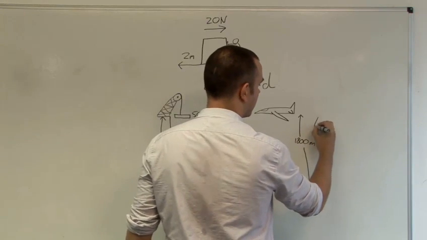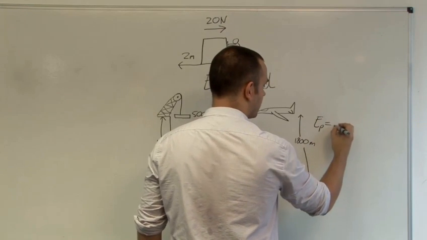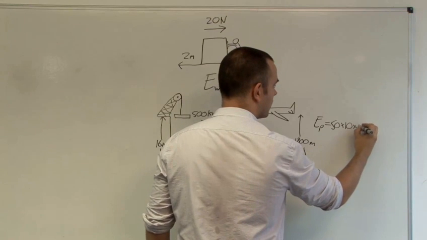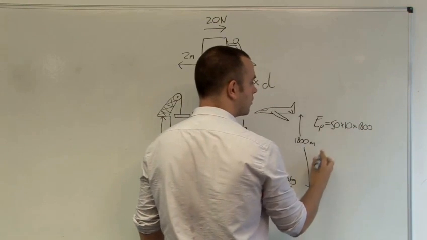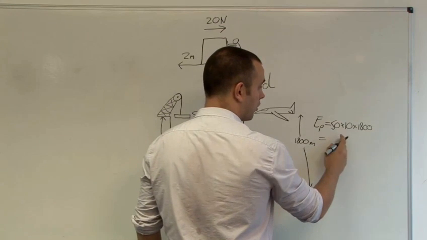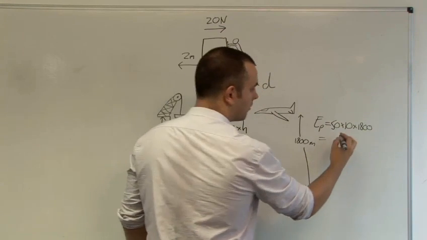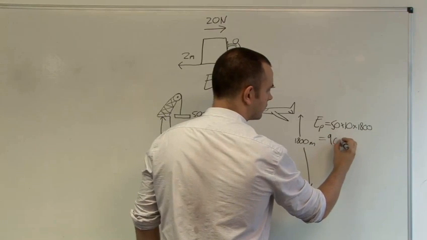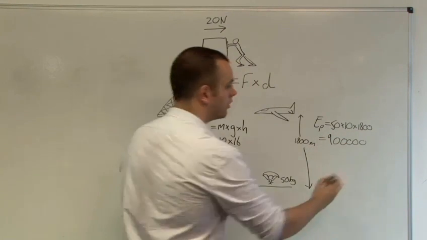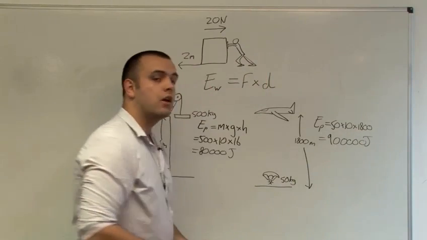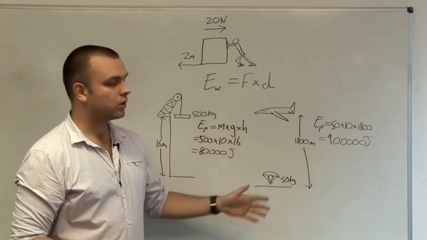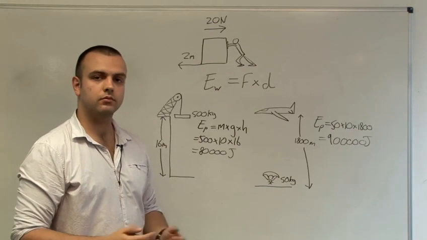In this case, potential energy equals the mass of the skydiver times gravity times height of 1800 meters, which would give us a total energy lost in this case of 900,000 joules. So something being raised up gains potential energy, something falling loses potential energy.